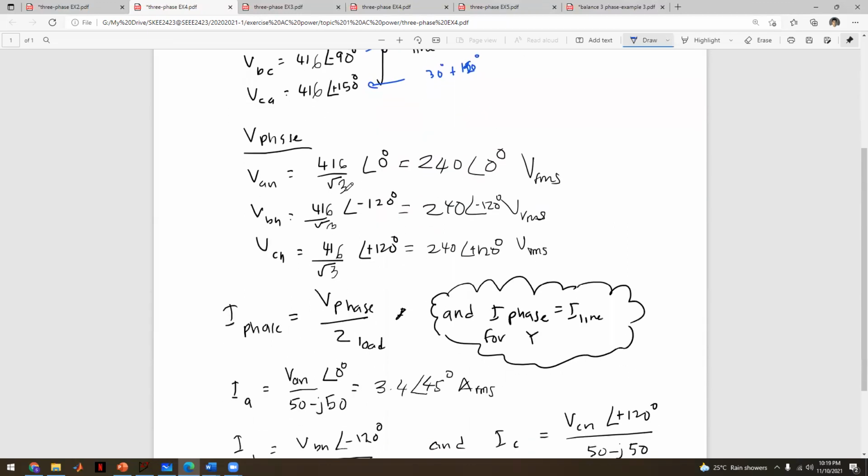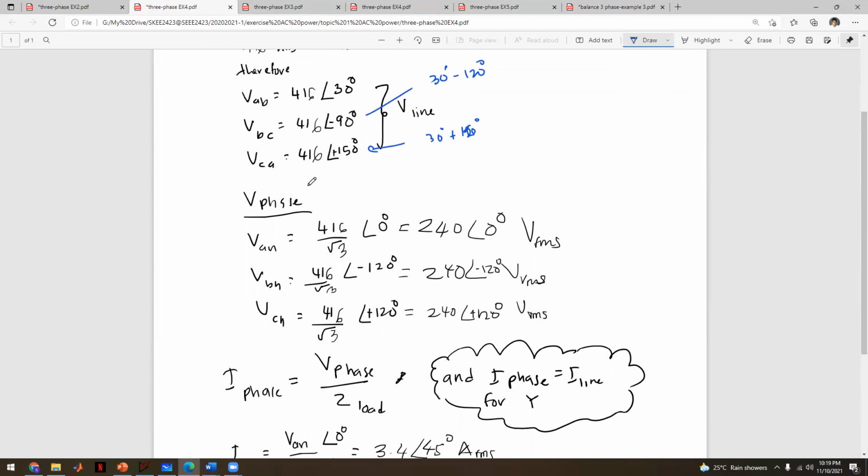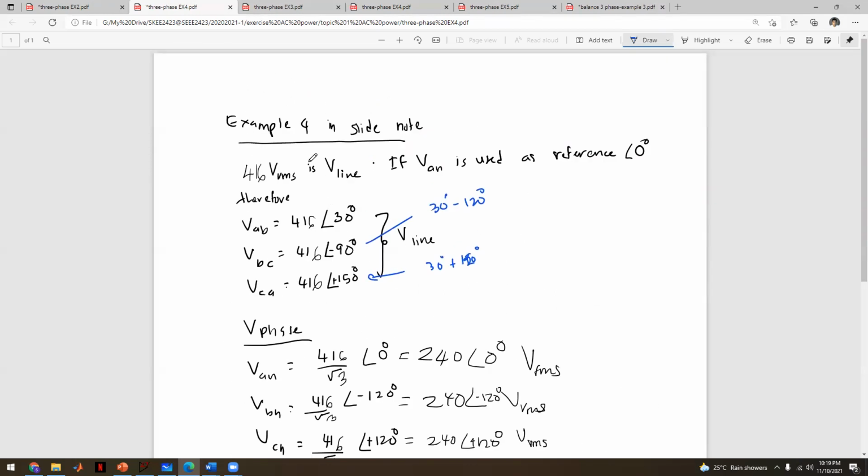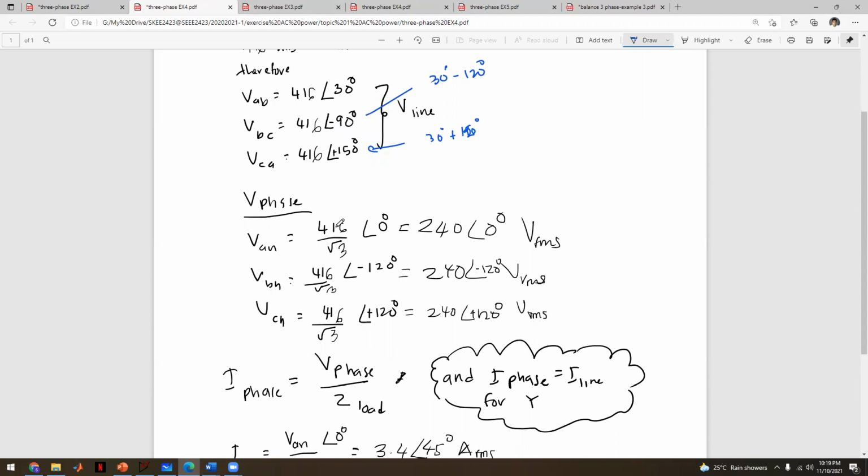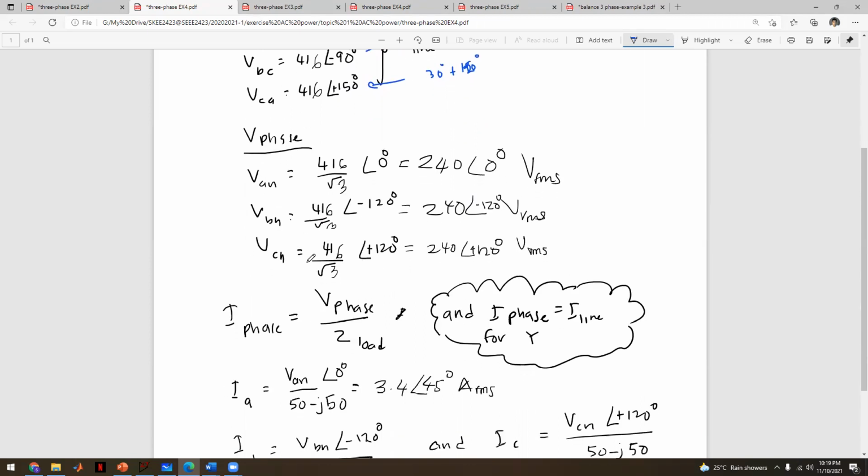For your V phase, with VAN as the reference, the angle is 0, and we know that the relationship between V line and V phase for the Y connection is not the same. So 416 over square root 3 gives you 240 volts V phase. This is for VAN, and VBN is still the same, but the angle is 120 degrees different. The same case goes for VCN.